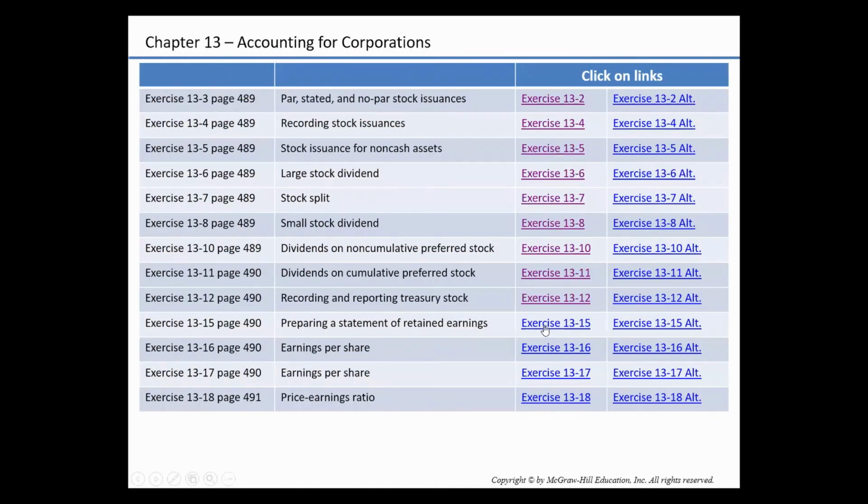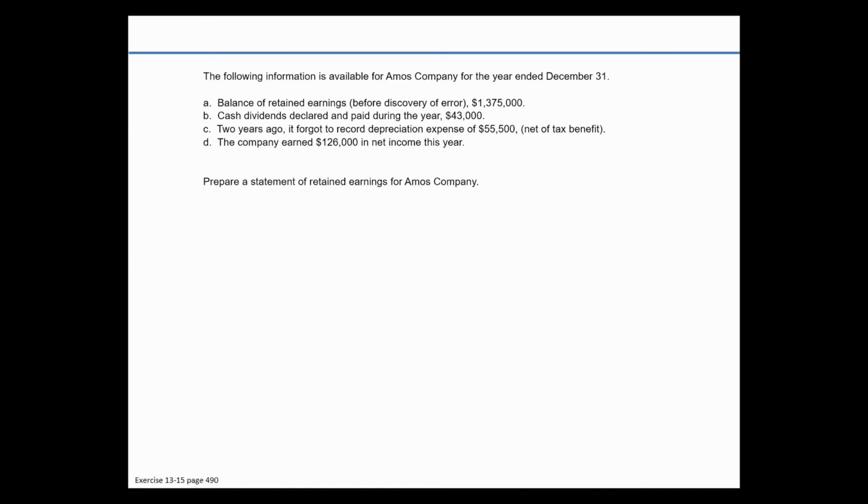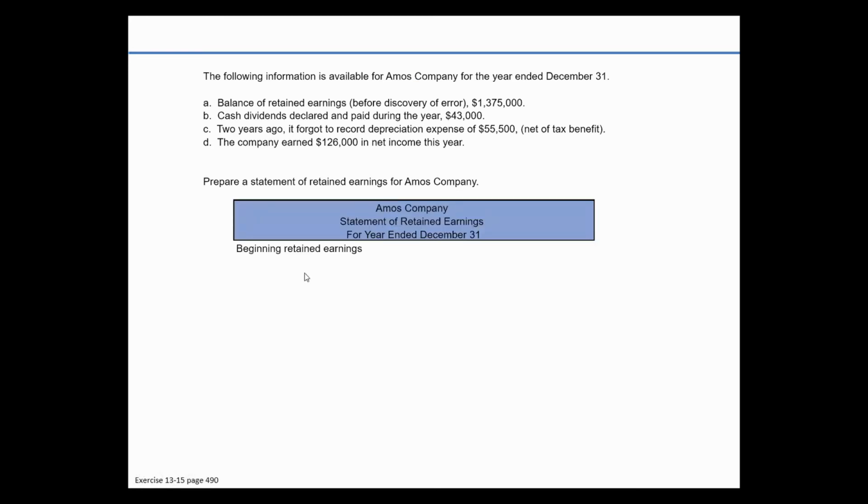Look at preparing the statement of retained earnings. The following information is available for Amos Company for the year ended December 31st. So we'll prepare the statement of retained earnings for Amos Company. So the first thing is the beginning retained earnings balance of $1,375,000. We can just look and get that.